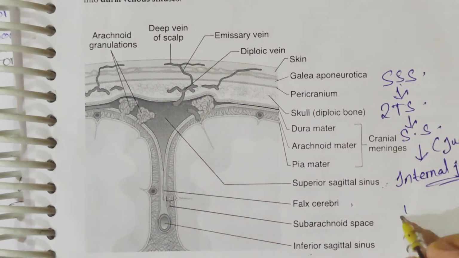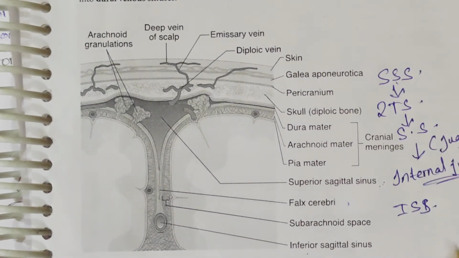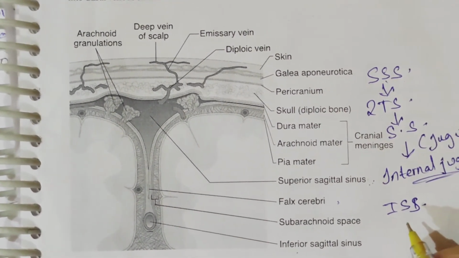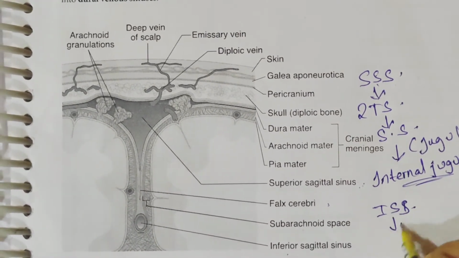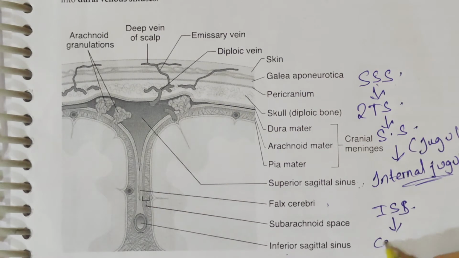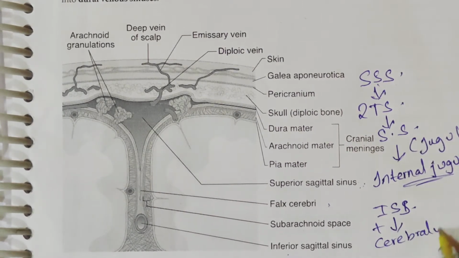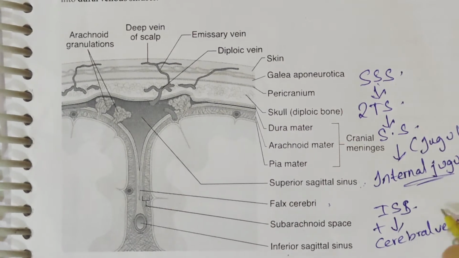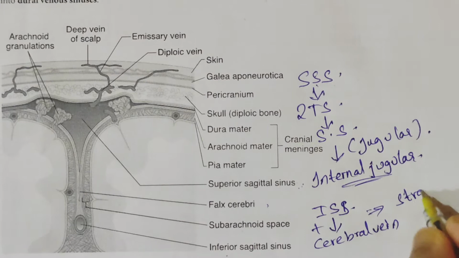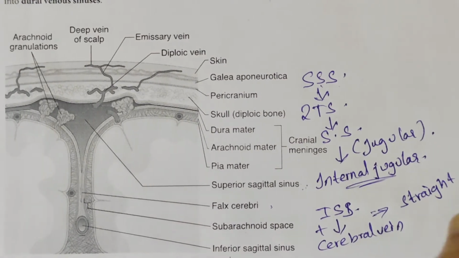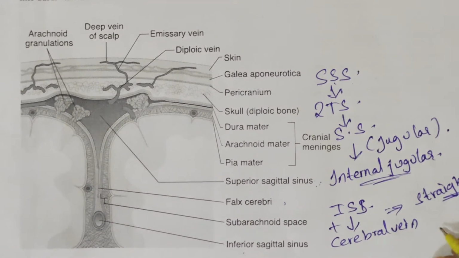And next, the inferior sagittal sinus. It terminates by joining the cerebral vein, the great cerebral vein of Galen, to form the straight sinus. And this is how it drains.